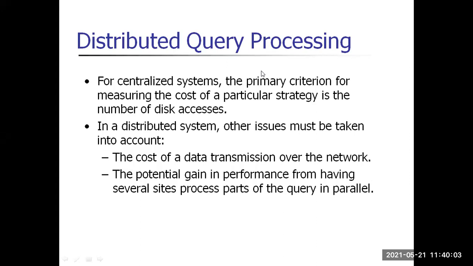For a centralized database system, the primary criterion for measuring the cost of a particular strategy is the number of disk accesses. We need to maintain a logbook or central information where the data size, what type of data, and what data sets are available are recorded. We know that in local branches, in local sites, the local data is already available, as well as some important data sets for query processing.